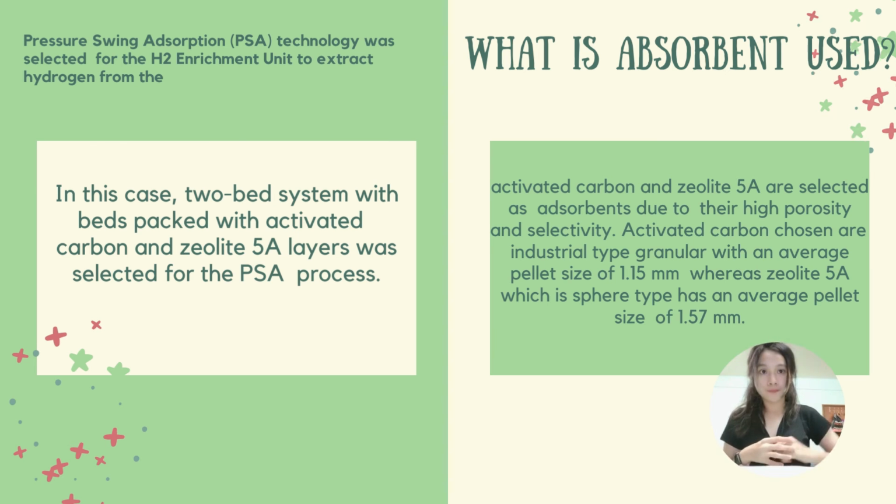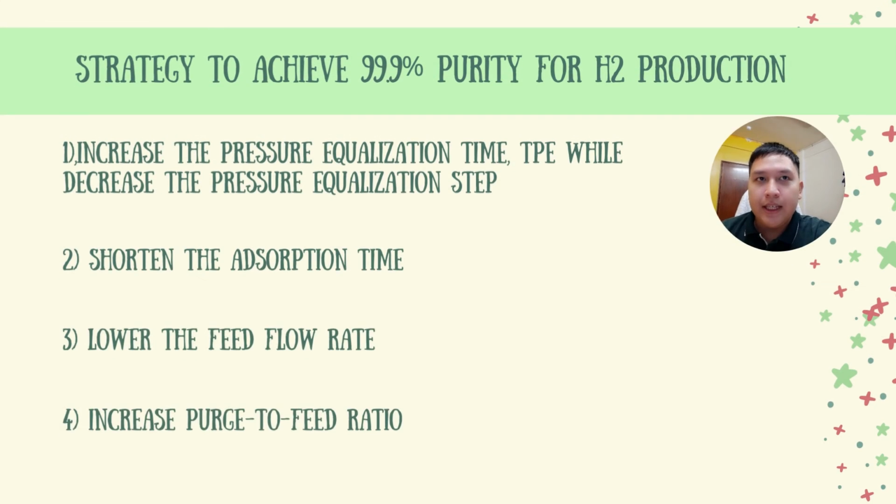The first strategy is to increase the equalization time while decreasing the pressure equalization step. This is because the contaminants in the feed gas must be thoroughly adsorbed before pure H2 can be created through the product end. The second strategy is to shorten the adsorption time. This is because the presence of contaminants increases throughout the adsorption process. CO2 will be entirely trapped in the activated carbon bed in a shorter adsorption time.